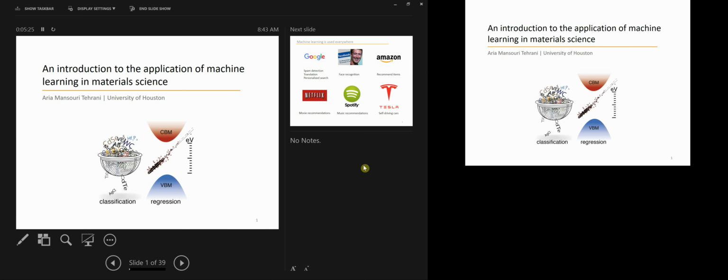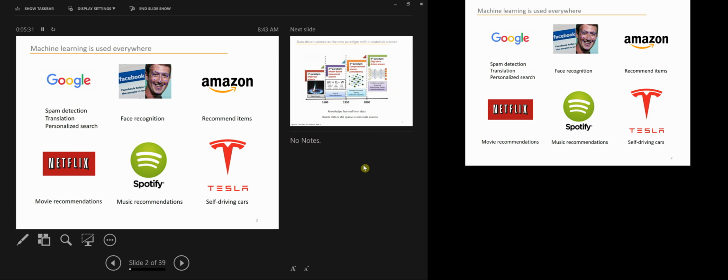So the hope is to go through some of the basics and some of the application of machine learning in material science. Just as an introduction, I want to point out that in our everyday life, we are right now dealing with a lot of machine learning algorithms. For example, at the frontier of the technology, Google uses it for a lot of its features, including but not limited to spam detection, smart translation, and of course, personalized search.